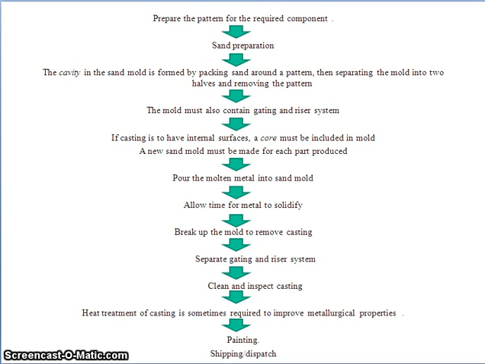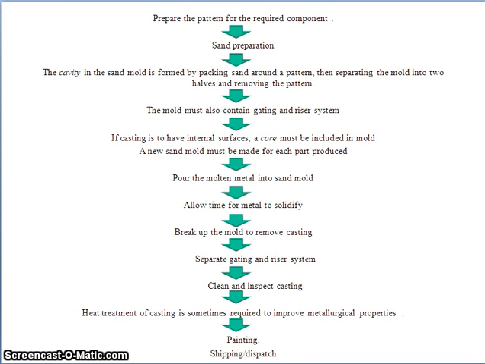The next step is to create the cavity or the impression of the pattern inside the sand. The cavity in the sand mold is formed by packing sand around the pattern, then separating the mold into two halves and removing the pattern. The two halves are namely known as the cope as well as the drag. The cope is the top part of the molding box, whereas the drag is the lower part of the molding box. The two different impressions of the pattern are formed in the cope as well as the drag part. And finally, these cope and drag parts are assembled together to form a full cavity.